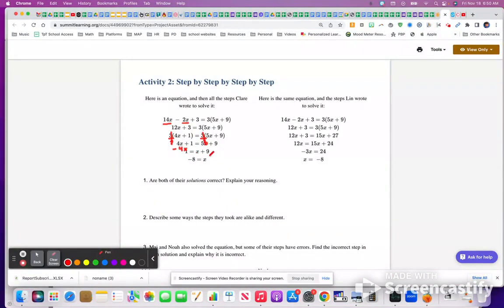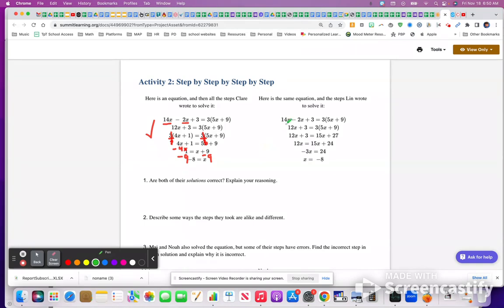And then the last thing she did was she said, well, I could subtract this 9 from both sides. And if she takes 9 away from 1, that gives her negative 8. 1 minus 9 is negative 8, so negative 8 equals x. So Claire did a good job on solving that equation. Let's see how Lynn solved it.